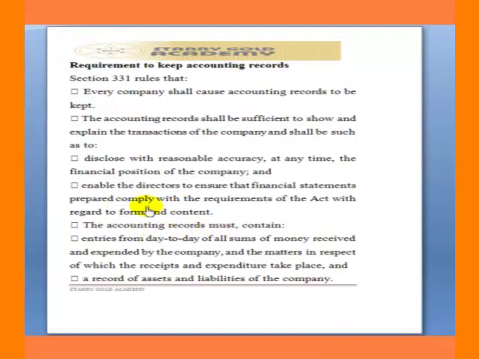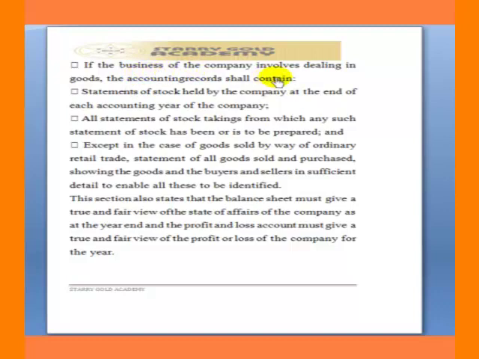So these are basically the accounting records that must be kept. For example, it says that they must contain, on a day-to-day basis, all money received and expended by the company, and the matters in respect of which the receipt and expenditure take place. Also a record of the assets and liabilities of the company. And if the business of the company involves dealing in goods, the accounting records shall contain a statement of stock held at the end of each year, which is the closing inventory. So these are just like a summary of the accounts. CAMA is telling us that you have to keep these records once you are a registered company in Nigeria. But what we have in IFRS and IAS overrides all this.